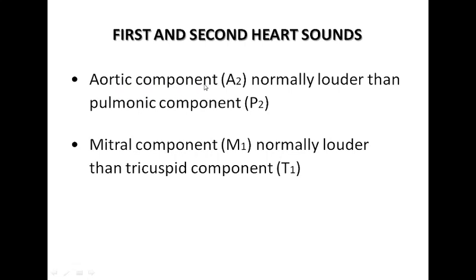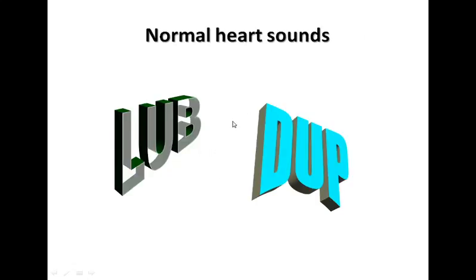The aortic component is normally louder than the pulmonary component. The mitral component is normally louder than the tricuspid component when you are hearing the normal heart sound. Here you can see the normal heart sound, which you will hear like lup, dup, lup, dup, lup, dup.